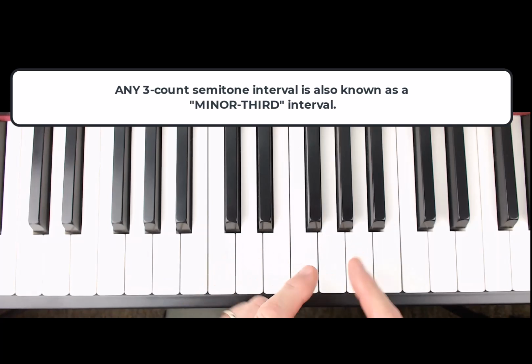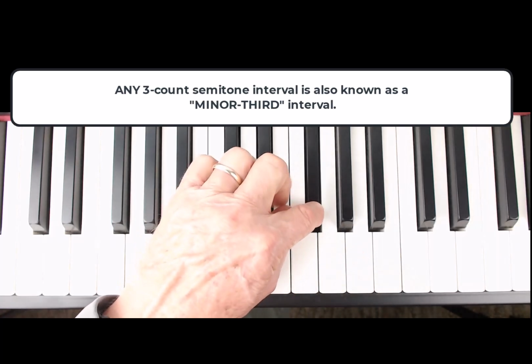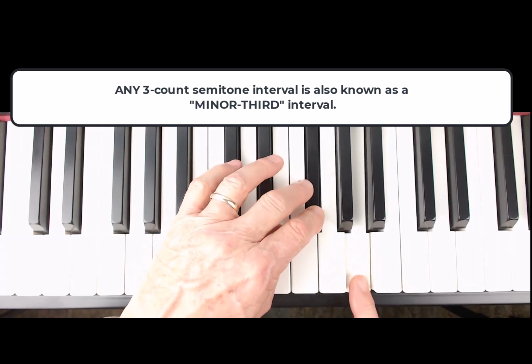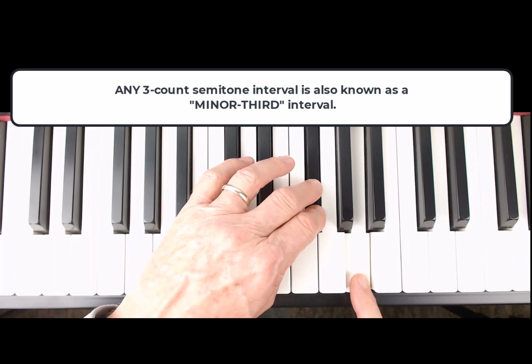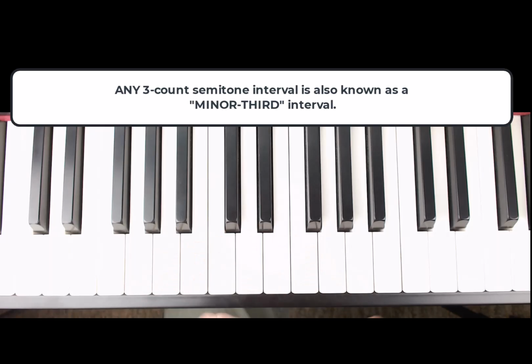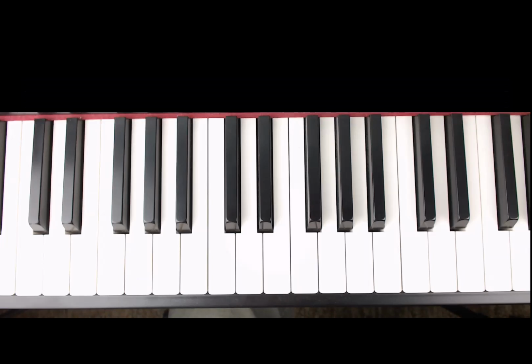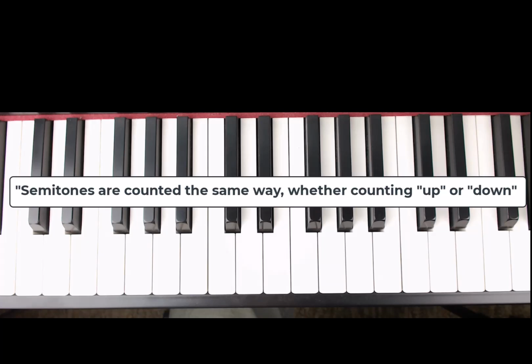So we can go anywhere. If we wanted to start on an F sharp, count up 1, 2, 3. That is the same interval and the harmonic sound of those. So that will be an interesting term that we will see more and more as we get closer to actually understanding how chords are formed. And so just notice here, semitones are counted the same way whether we count up or down the keyboard.